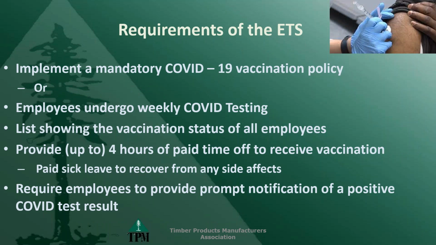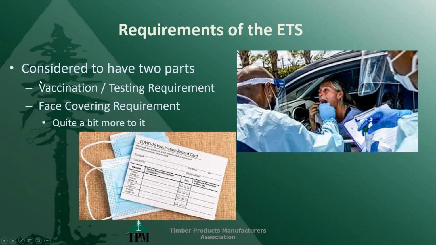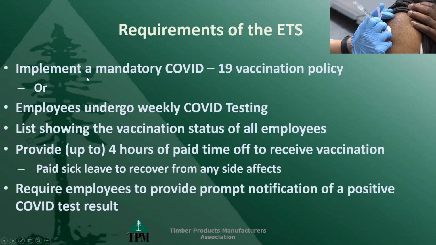So we have to implement a mandatory COVID-19 vaccination policy. Or if we don't want to do that, then unvaccinated employees must undergo weekly COVID testing. Well, that's weird. I don't know why that's so bad. Regardless, we have to have a list showing the vaccination status of all employees. And it's applicable to businesses with 100 or more employees. That's all your locations put together. That's your part-time, that's your seasonal, that's your full-time.